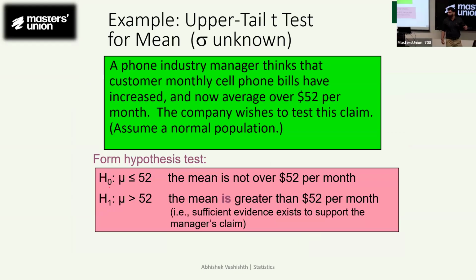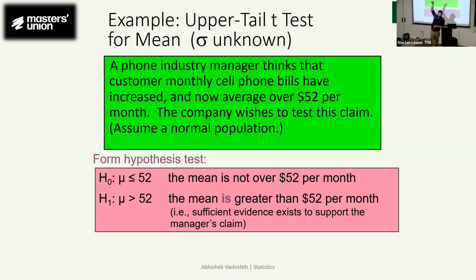A phone industry manager thinks that customers' monthly cell phone bills have increased. So let's say Airtel is saying that the monthly bills have gone up and are now averaging over $52 per month. Over 52. Is it higher than 52, equal to 52 or lesser than 52? Higher. Over 52, higher.